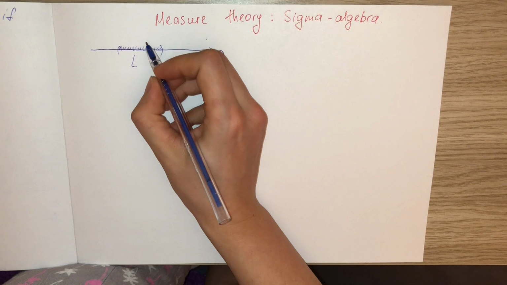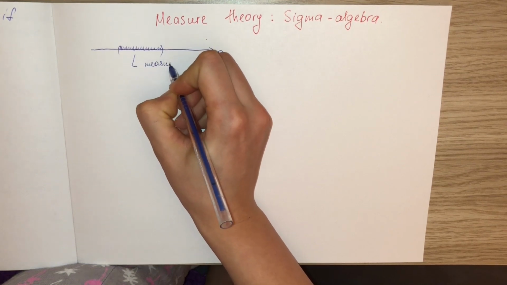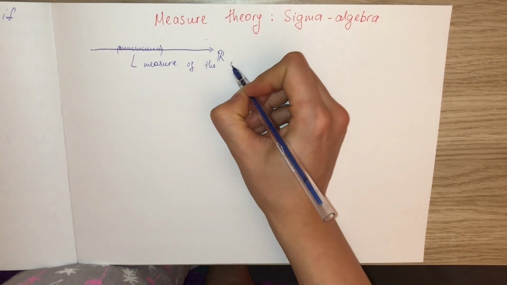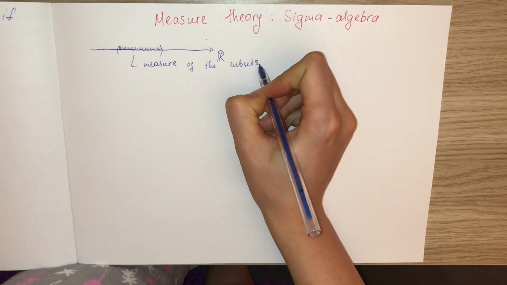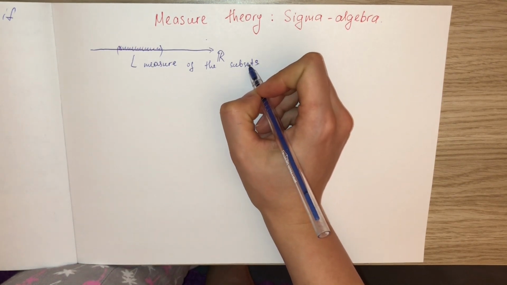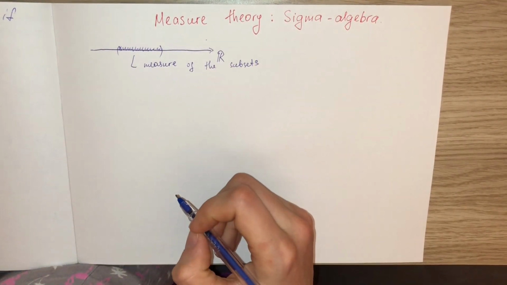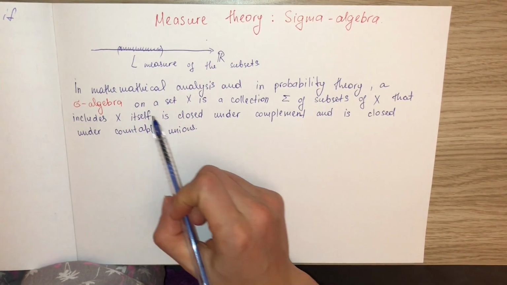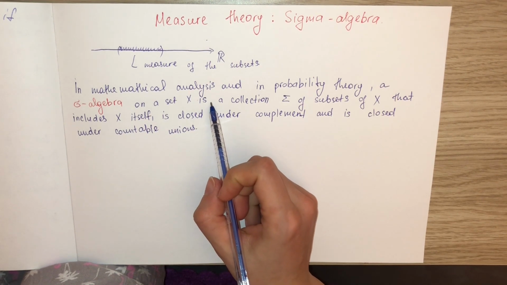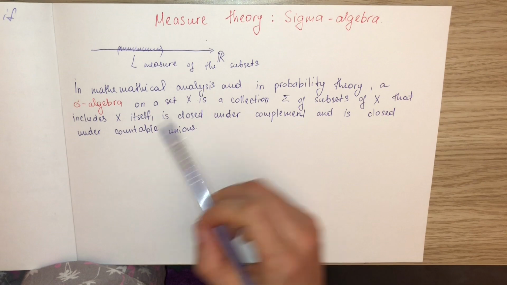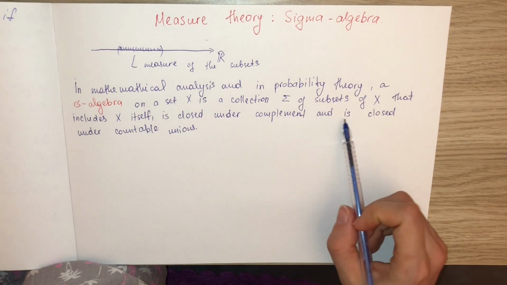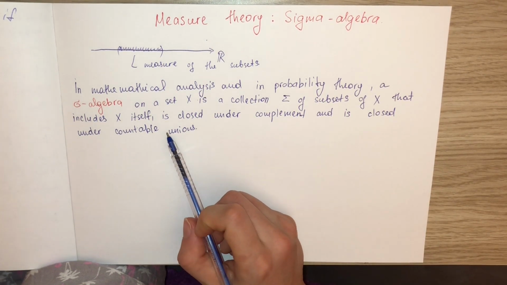The measure of the subsets. So, in mathematical analysis and in probability theory, a sigma-algebra on a set X is a collection of subsets of X that includes X itself, is closed under complement, and is closed under countable unions.